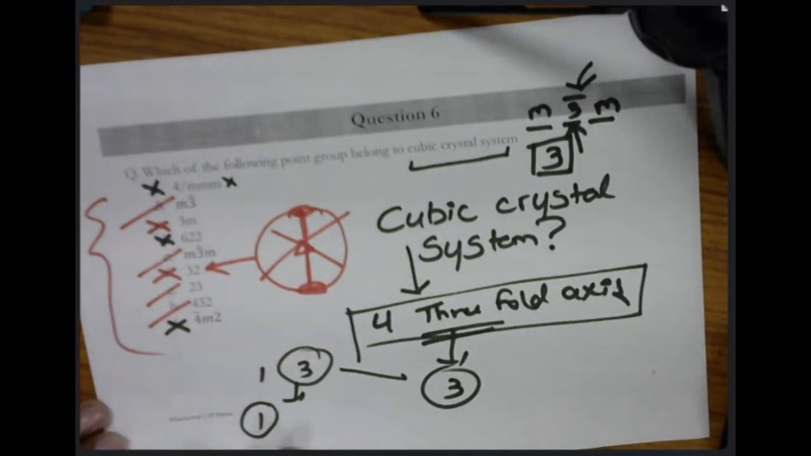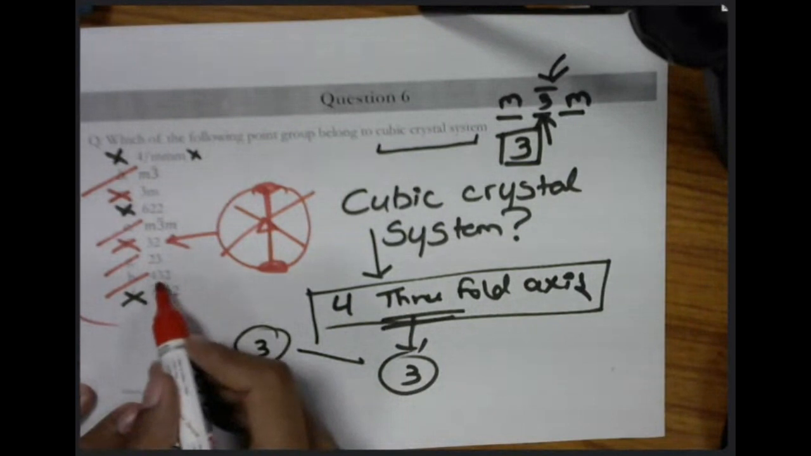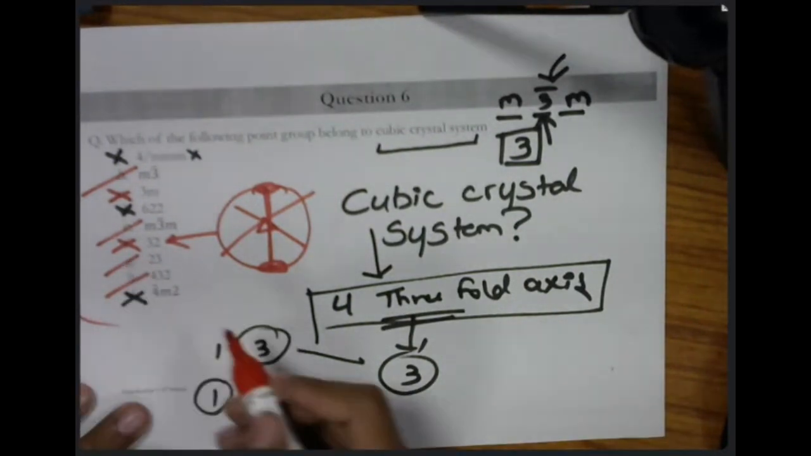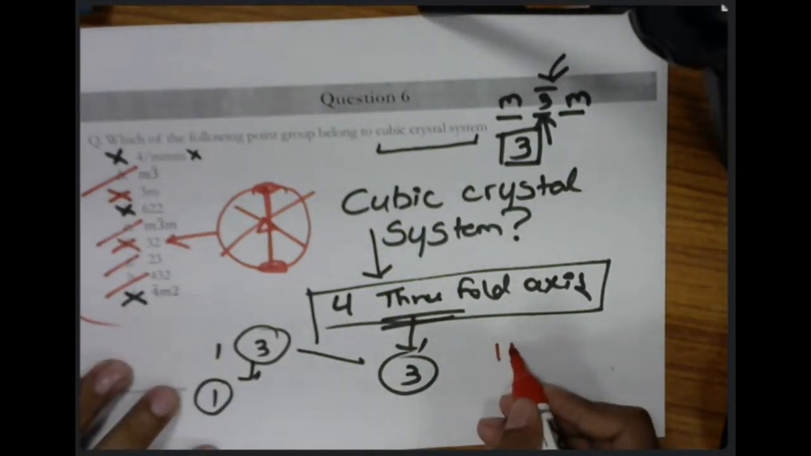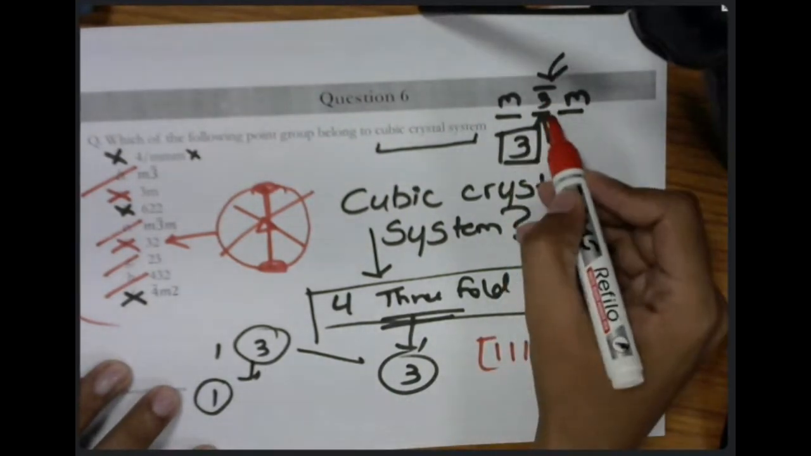Especially if I tell you that the second position of the point group will correspond to the 111 direction itself. So this is the direction of this is 1.